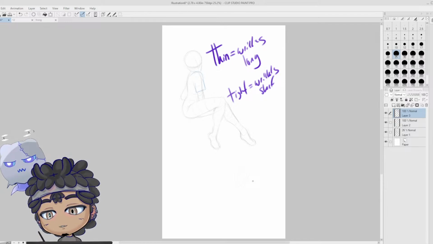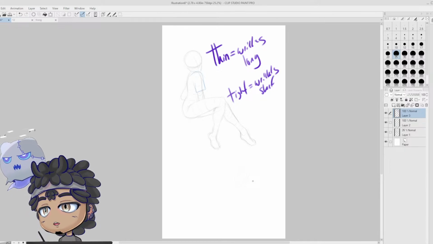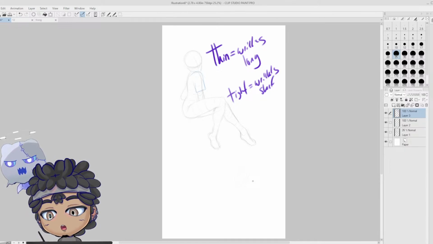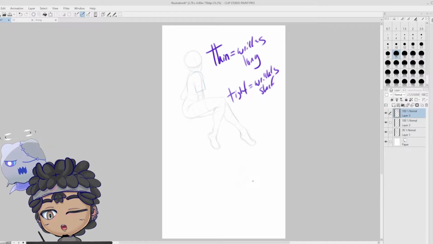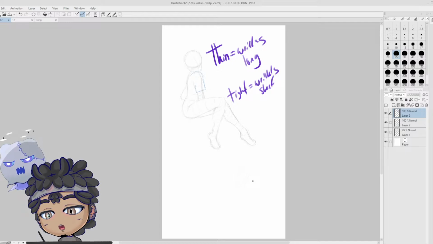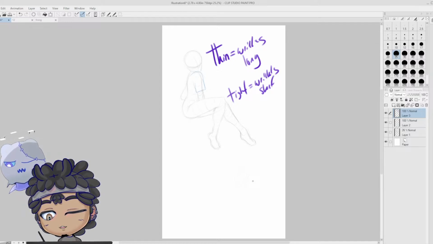Look at how, when her leg is like this, there is no wrinkling happening. When you're drawing a character with leggings or something skin tight, 9 times out of 10 the wrinkling will happen between the butt cheek and the leg because there's compression. Compression is when two things are literally pressing against each other in any type of situation.